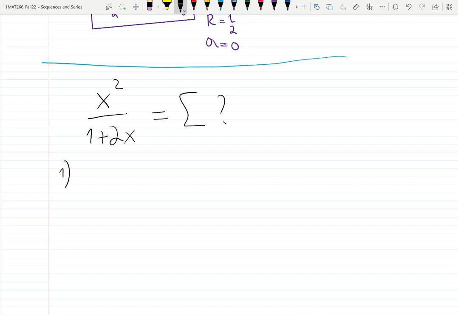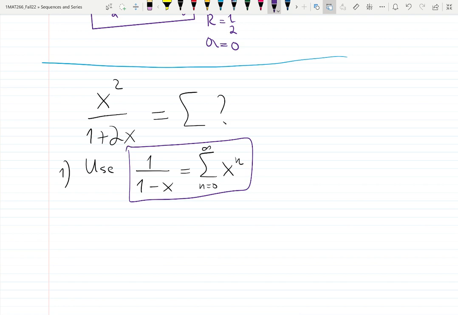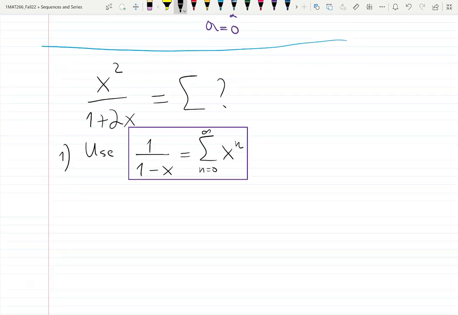So we know, use this formula, 1 over 1 minus x. That is coming from the geometric series, the sum of x to the n, from 0 to infinity. Use this formula. That's going to be one of the most important formulas for your homework for now, and then others are coming. It is the first term over 1 minus the common ratio.